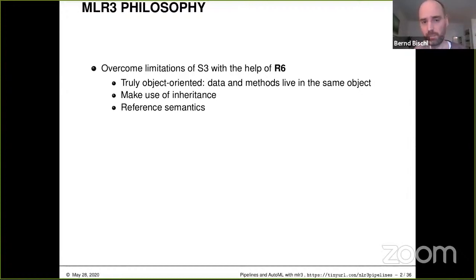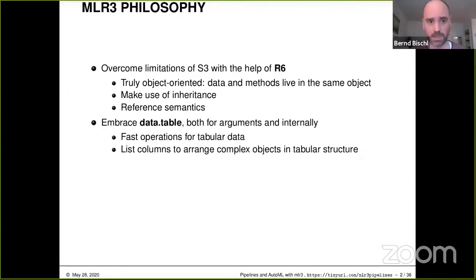So before we used S3 a lot in mlr2, we have become now over the last 1 or 2 years rather big fans of R6, because we think that this really allows proper object-oriented programming now in R for the first time. We really create classes where data and methods live in the same object. We make heavy use of inheritance. And we also use reference semantics quite a lot in order to become memory efficient in our container objects.